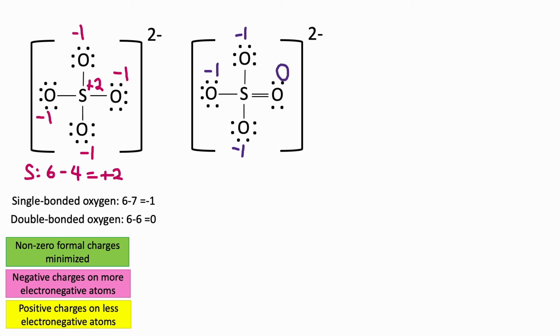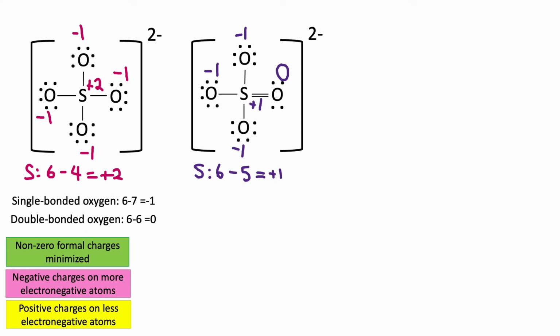And now let's calculate sulfur. Sulfur has 5 shared electrons. A free sulfur would have 6 valence electrons. So the charge on sulfur is 6 minus 5 or +1. Now this definitely looks better than what we had before. We now have one atom that has a formal charge of 0. We still have 4 that aren't 0.